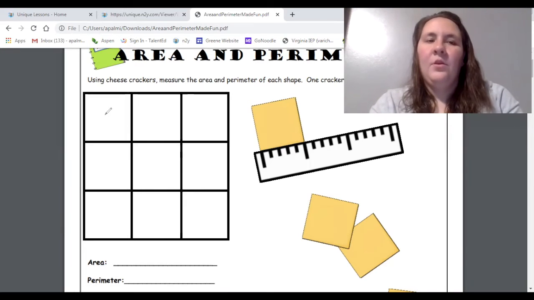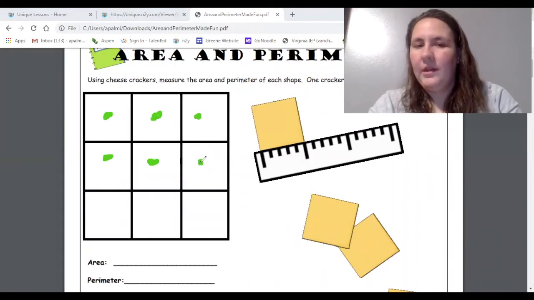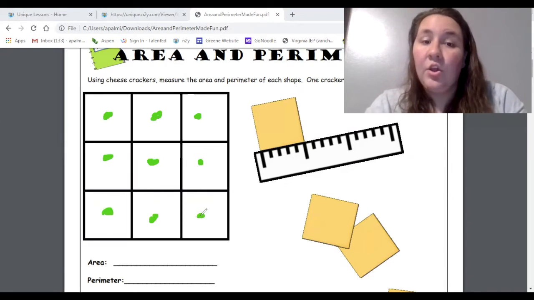Are we ready? 1, 2, 3, 4, 5, 6, 7, 8, and 9. Good counting, guys. So area is 9, and then remember we're going to say square units. So it's going to be SQ and then units. 9 square units. Okay.